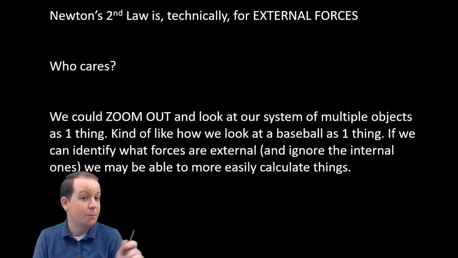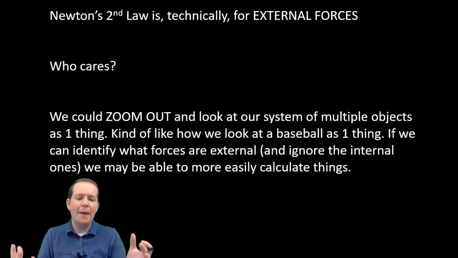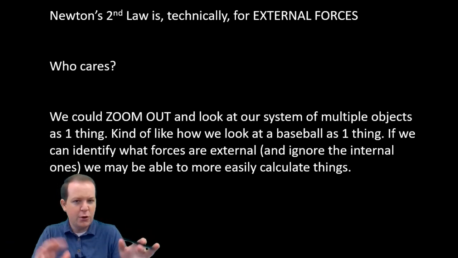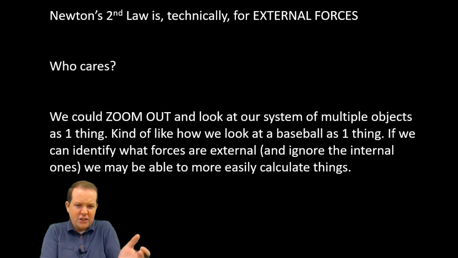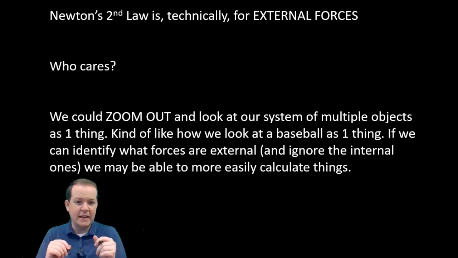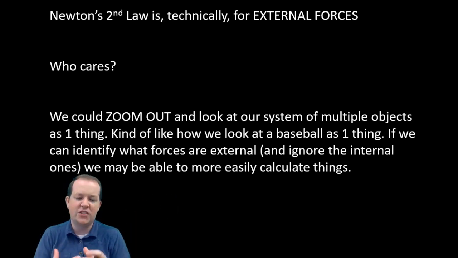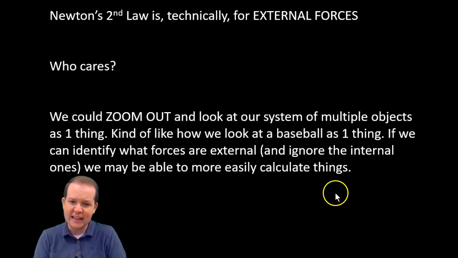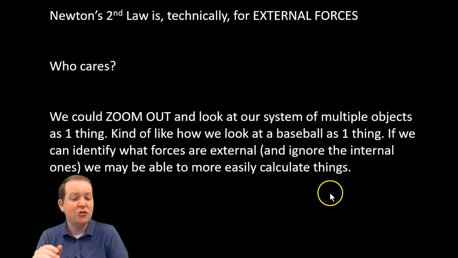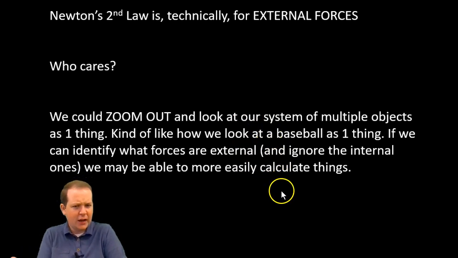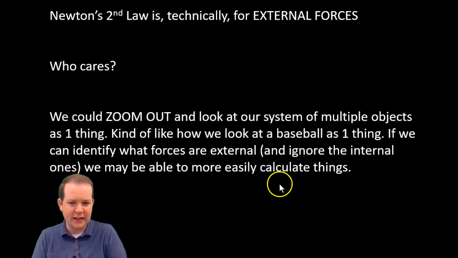Even if our system is multiple objects, we could zoom out and treat it as if they were a single object, kind of like we've been treating a baseball as a single object. And in many ways it is, but to be honest, we can do that for anything. We can treat a system as one whole thing, so to speak, and we can look at the forces that are external to that system and apply Newton's second law to calculate things. And that can actually be helpful because sometimes zooming out, looking at a system as almost like a single object, it might be easier to calculate things.